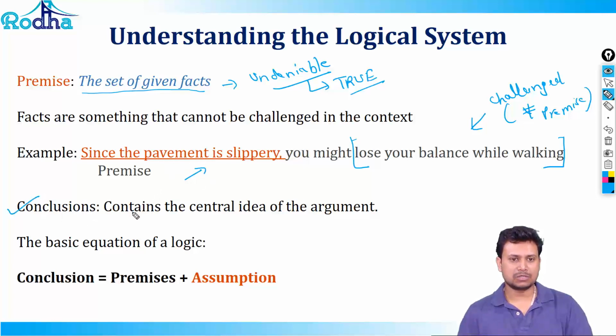The second point is that conclusions contain the central idea of the argument. Basically, whatever the author tries to end the sentence with. The final justification is the conclusion, and again it is given by the author. So there is an equation which we will follow. The equation states: conclusion is a combination of premise and assumption. And think of it.